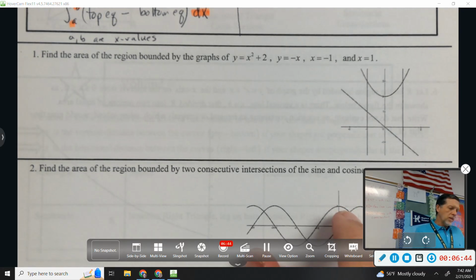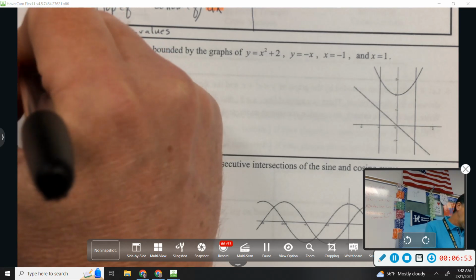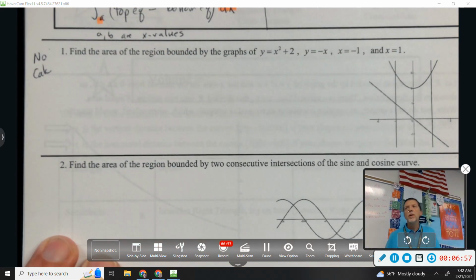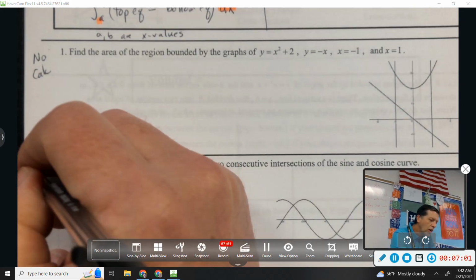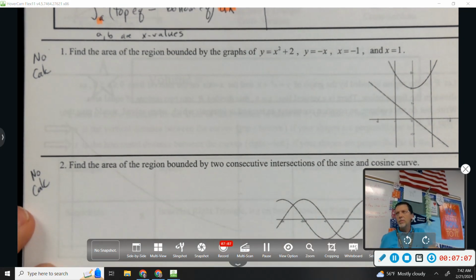All right, number 1. Find the area of the region. And by the way, some of these we're going to do no calculator, and some we're going to do with calculator. Most of the ones on the worksheet are actually with calculator. But as a review of some integration stuff, I'm going to do the first 2 without a calculator, just to get some more practice built in.